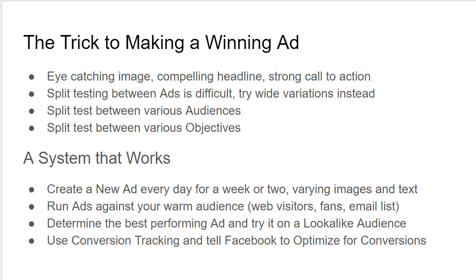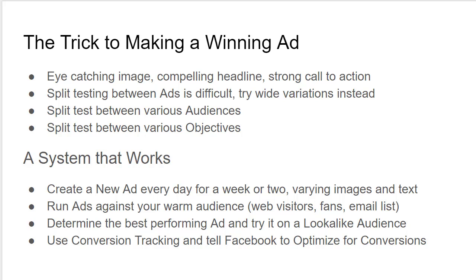So as an example, a system that works: you could create a new ad every day for a week or two and vary the images, vary the text. Run the ads against a warm audience. A warm audience would be people who have visited your website, or page fans, or maybe even an email list that you can upload to Facebook to create an audience that you can advertise to.